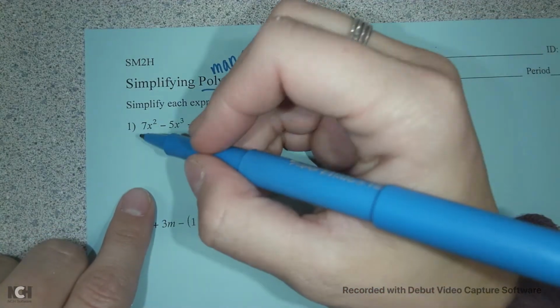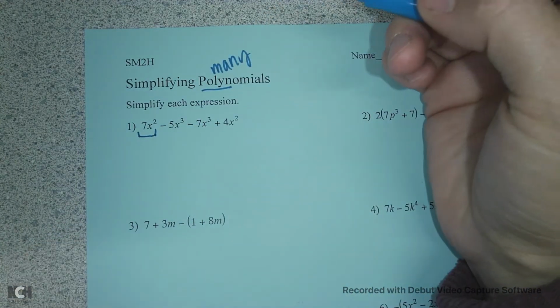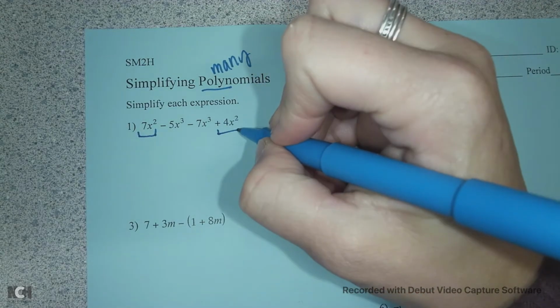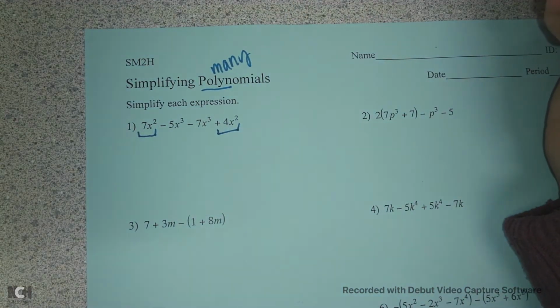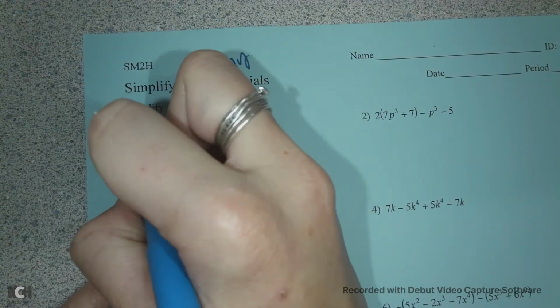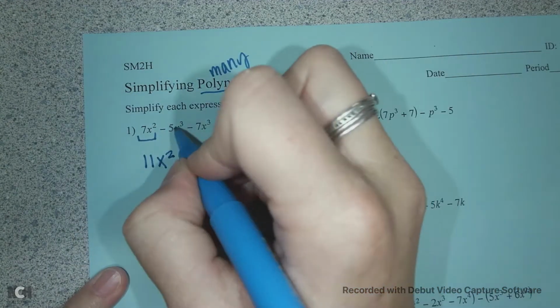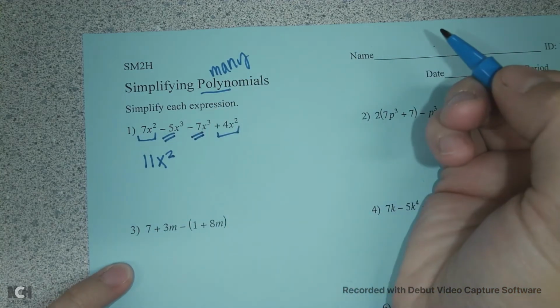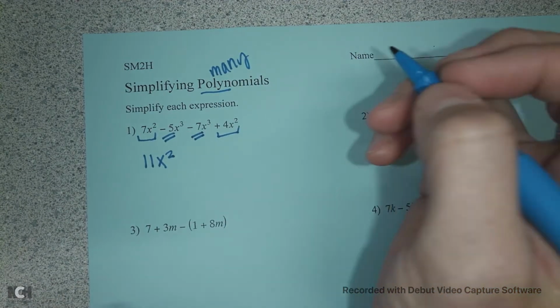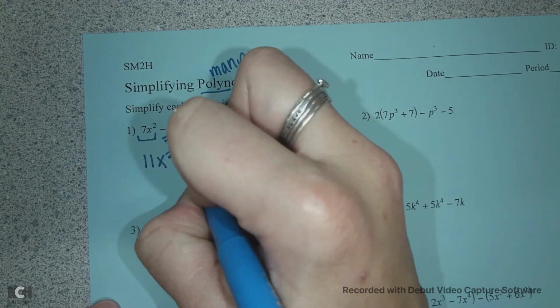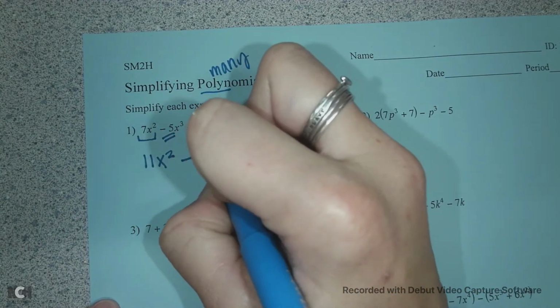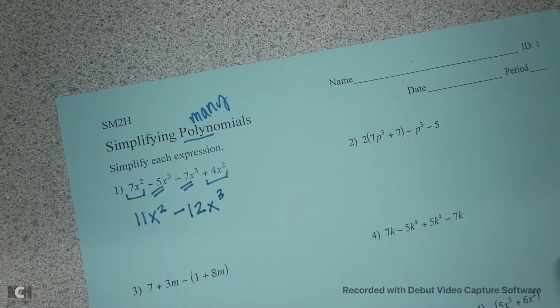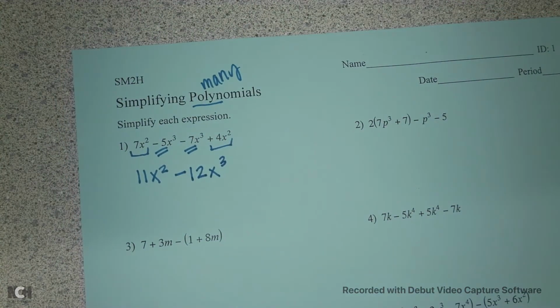So we're going to combine these guys first. So I have 7x squared, and I also have a positive 4x squared. That gives me a total of 11x squared. And then I have negative 5x cubed and negative 7x cubed. So that is a total of negative 12x cubed? Oops. Okay, but here's the deal.